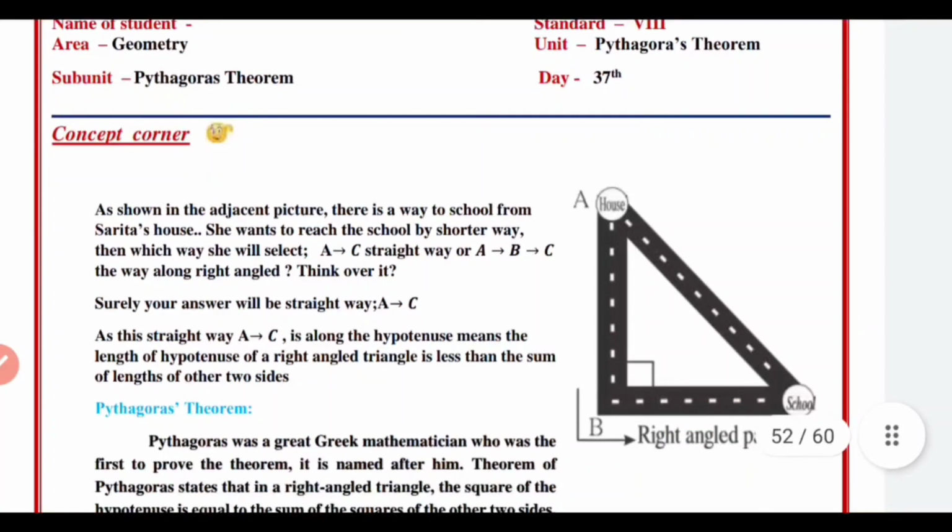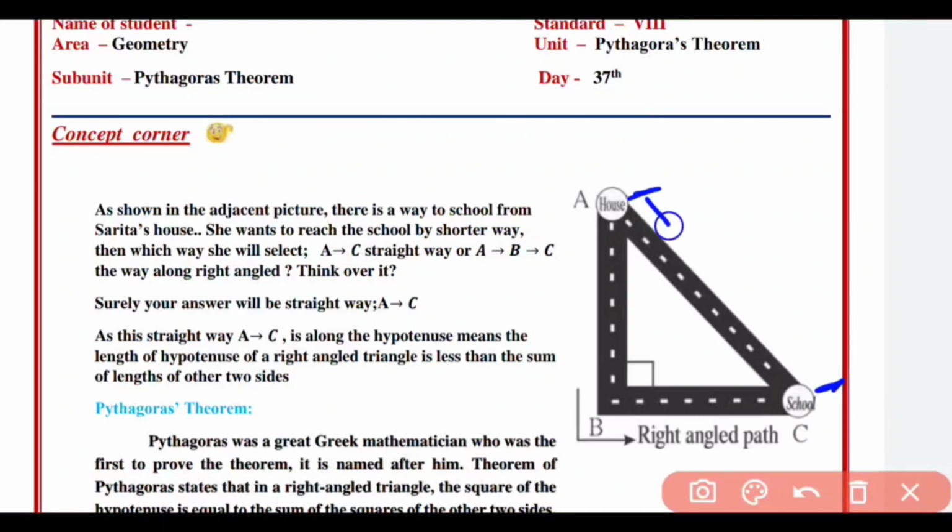Because here it is Sarita's house and here it is her school. If she wants to go to school, she will go in a straight line like this from A to C. She will not choose this way, A to B first and then B to C. That will be the longer way, correct? So that's why she will choose the straight way, which is A to C.